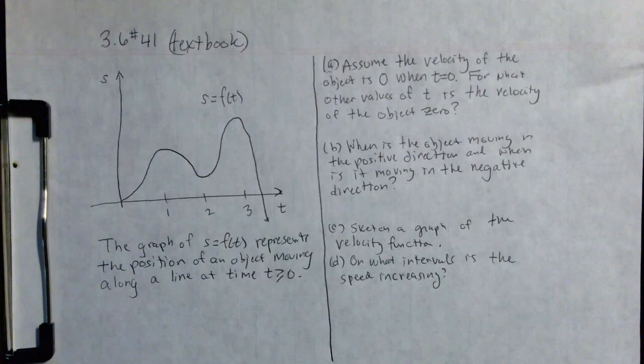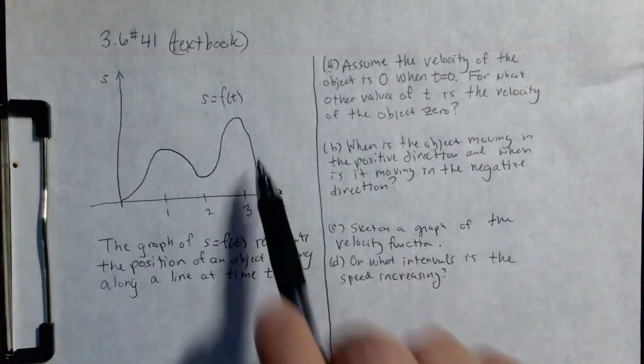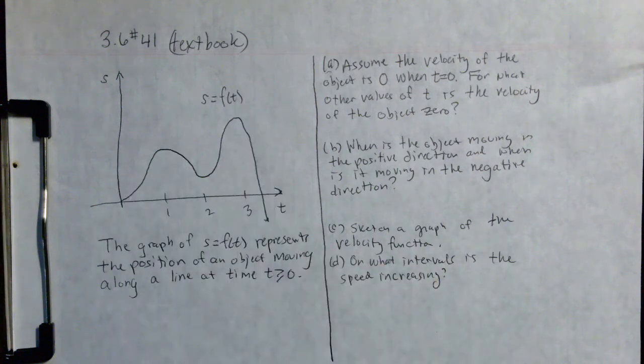Part A says, assume the velocity of the object is 0 when t equals 0. For what other values of t is the velocity of the object 0? Okay. So in order to answer this question and the rest of this problem, the important thing to understand is that velocity represents the derivative of position. So we've got this position function. They're asking us where is its derivative equal to 0. And to answer that, what we want to think about is, as we look at this graph, where would it have a horizontal tangent line?